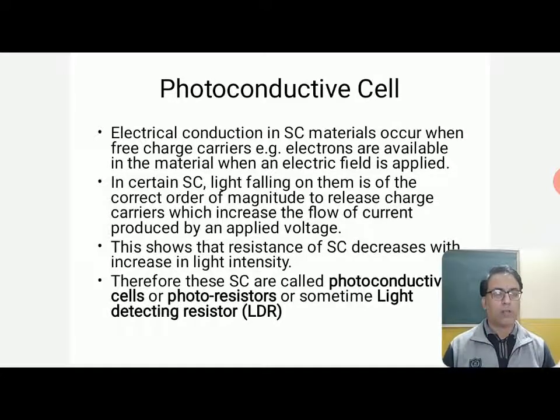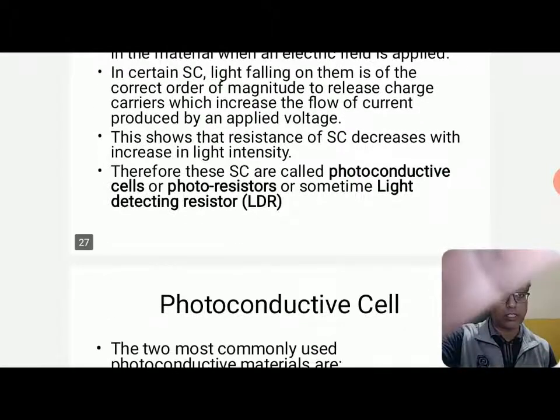There are certain materials also where, by the increase of intensity of the light, we can change their resistivity or their conductivity. They are known as light detecting resistors.